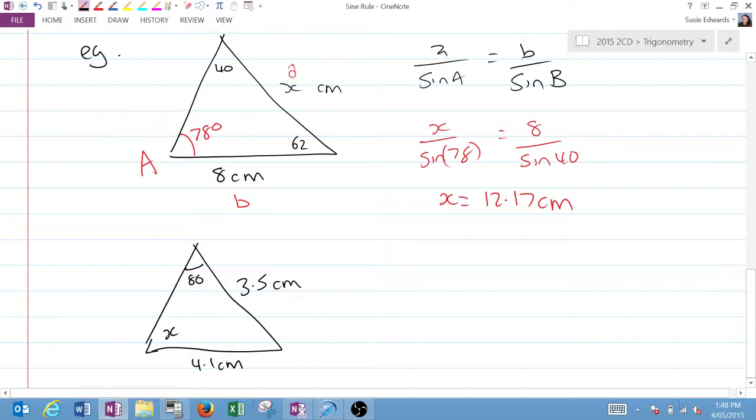All right, what are we going to label as A, B? What are we going to label as A? Capital A, X, lowercase a. Capital B. And lowercase b. Good. So, 3.5 over sine X equals 4.1 over sine 80. That's your line of working out you must show.